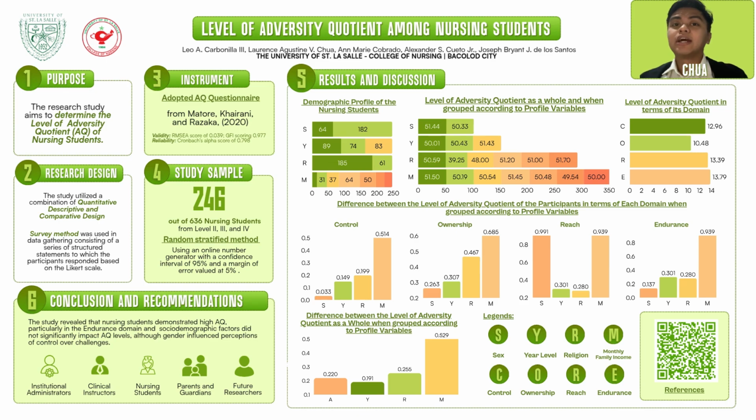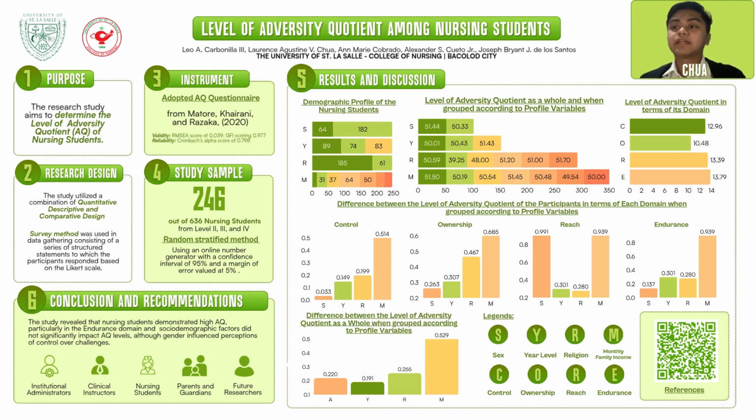Statement of the problem 1. As for the socio-demographic profile of the nursing students, most participants were female, comprising 182, while males comprised only 64. Moving forward, year-level distribution included second year having 89 participants, third year 74, and fourth year students 83, with second year as the highest population. As for the religion, the majority of students identified as Roman Catholic, consisting 185, with smaller representations from other religious affiliations including Islam, Iglesia ni Cristo, Seventh-day Adventists, and Aglipay.